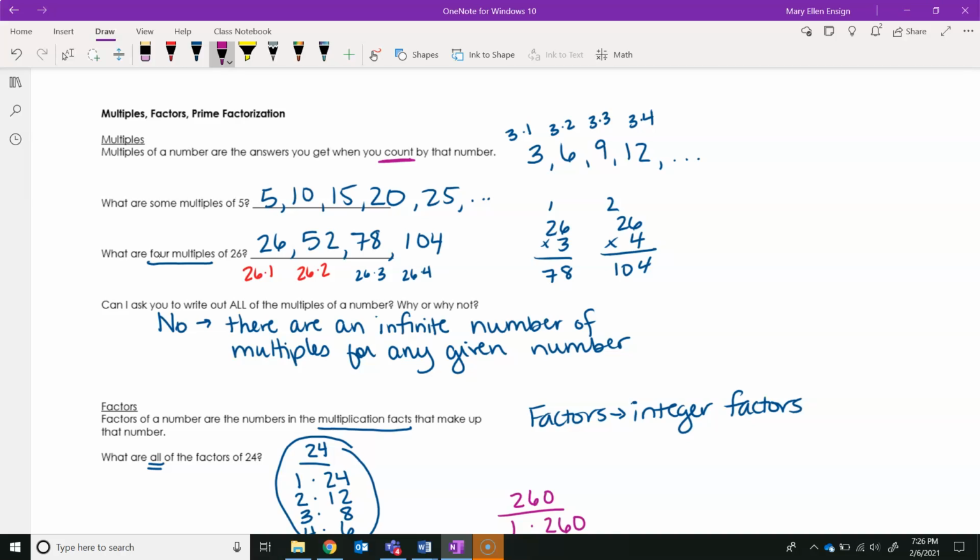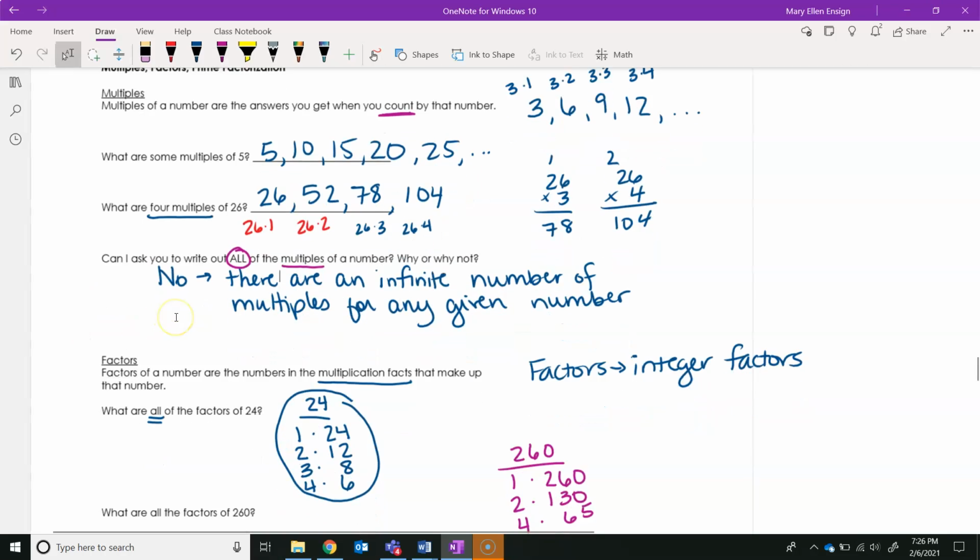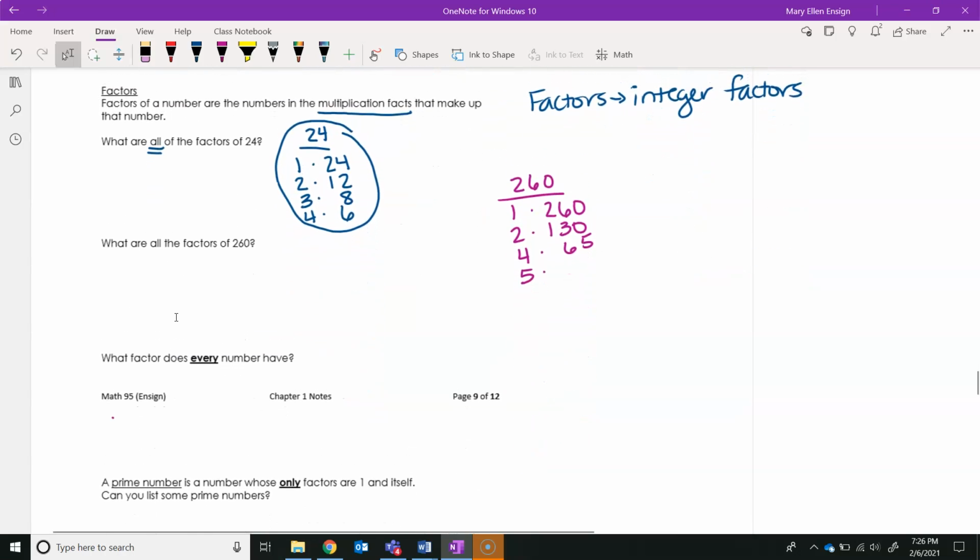Can I ask you to write out all of the multiples of a number? No. There are an infinite number of them. If I said count by threes and just keep counting, you would be there forever counting. Because if you got to 3 million, you could say 3,000,003, 3,000,006, 3,000,009. You could always just add another 3. But we look at factors.